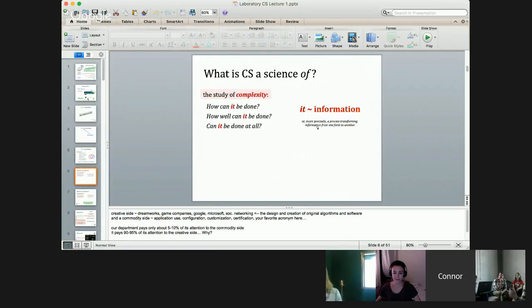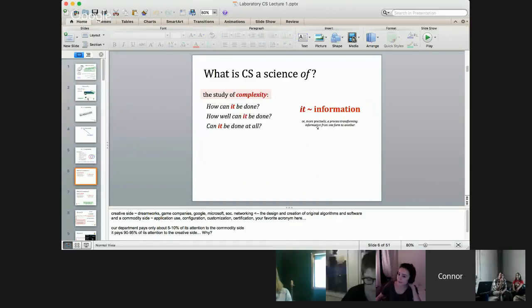So computer science is the science. One of the definitions is the study of complexity. Like how do we do things? How well can we do them? And can we do them at all? So that's what we're going to be looking into as we go through this course.